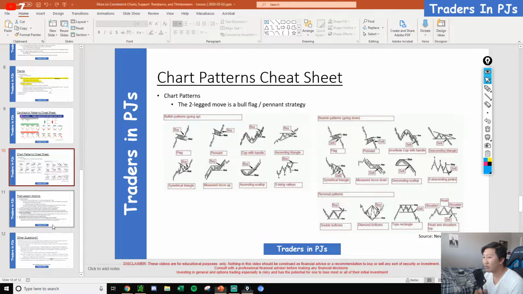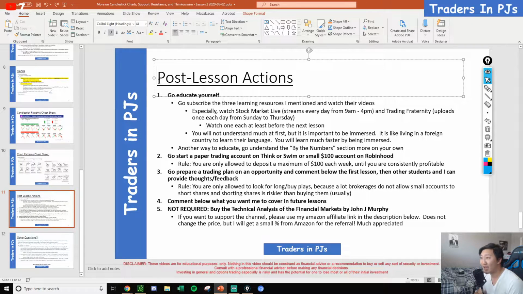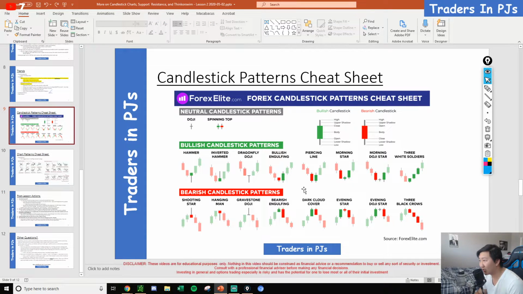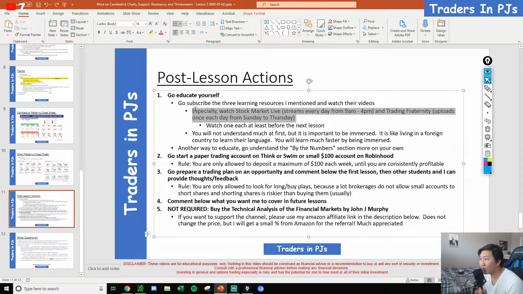Okay, so with that, that's really the meat of the lesson for today. These are the exact same post-lesson actions as lesson 1. I'm going to have to learn how to say that. Go educate yourself. Go learn. Go think through the homework assignment, which is to think through the candlestick patterns. Think through the psychology here. Think through the support and resistance lines, applications here. Go educate yourself. Go watch Stock Market Live.